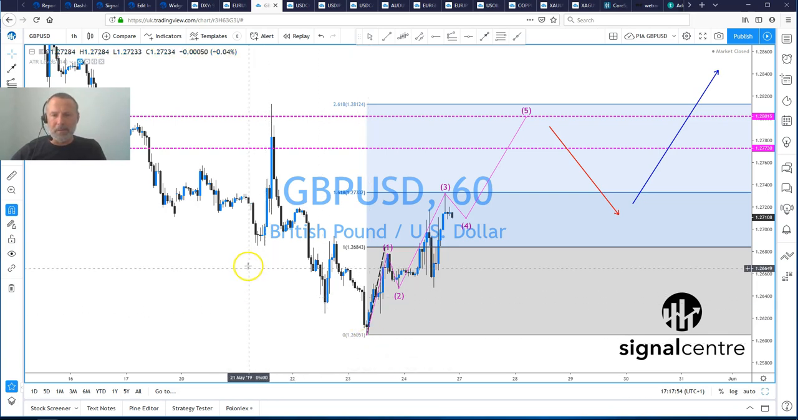So this would be the head. This will be the left shoulder. This potentially, of course it's not formed yet, will be the neckline. Then a move back in a corrective formation to form the right shoulder.